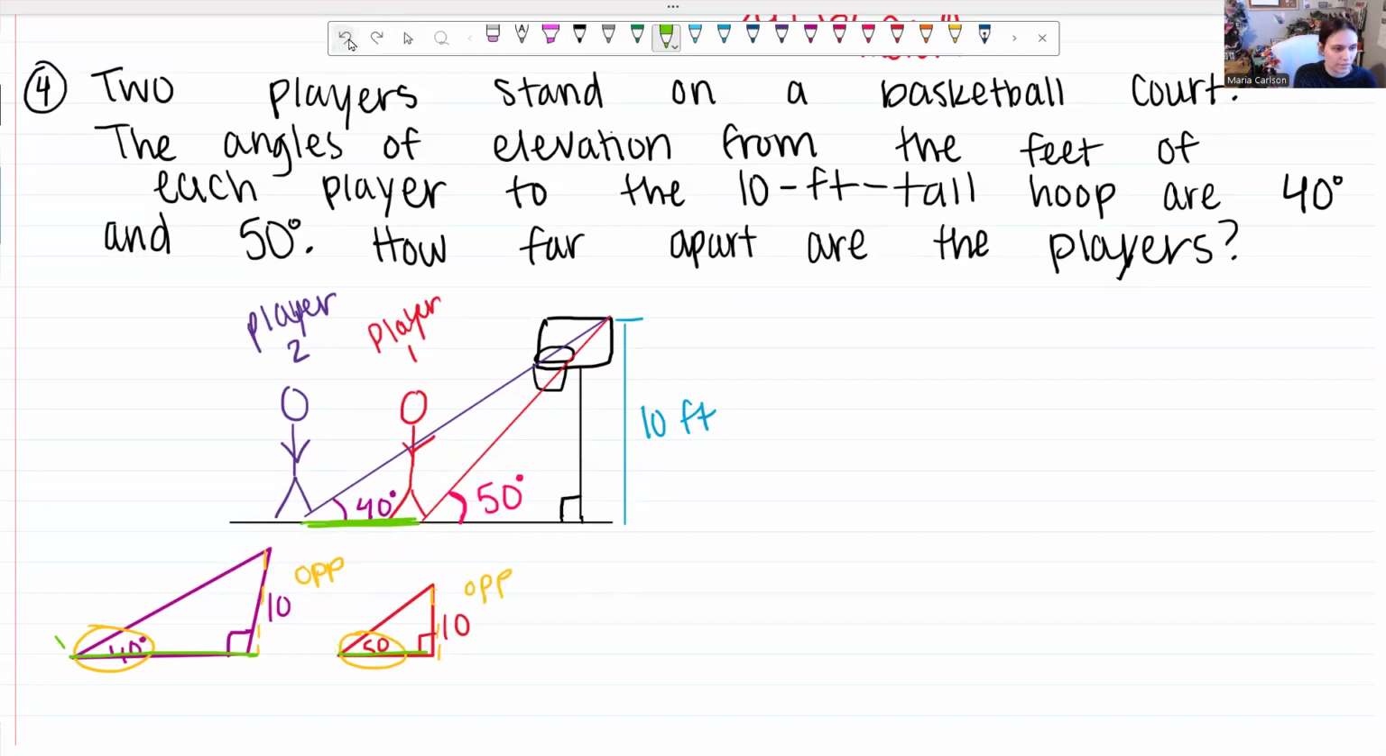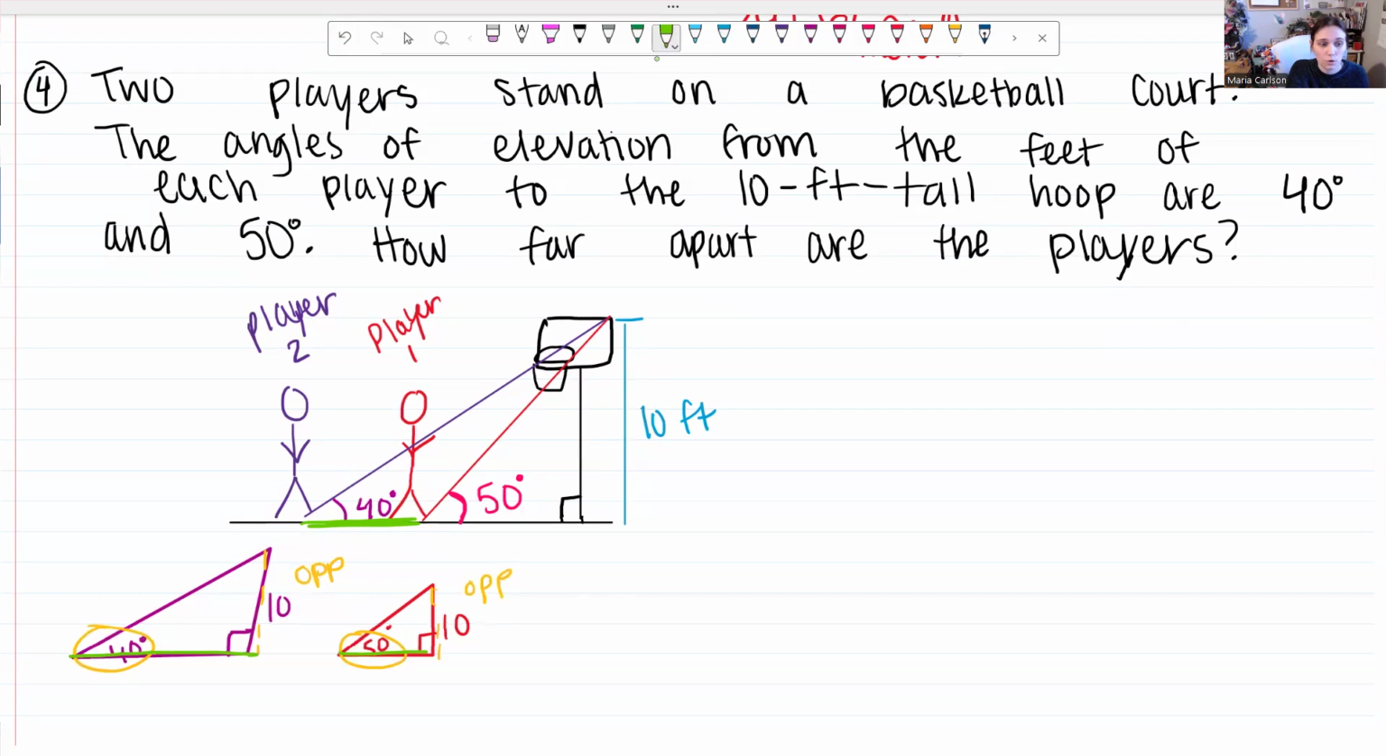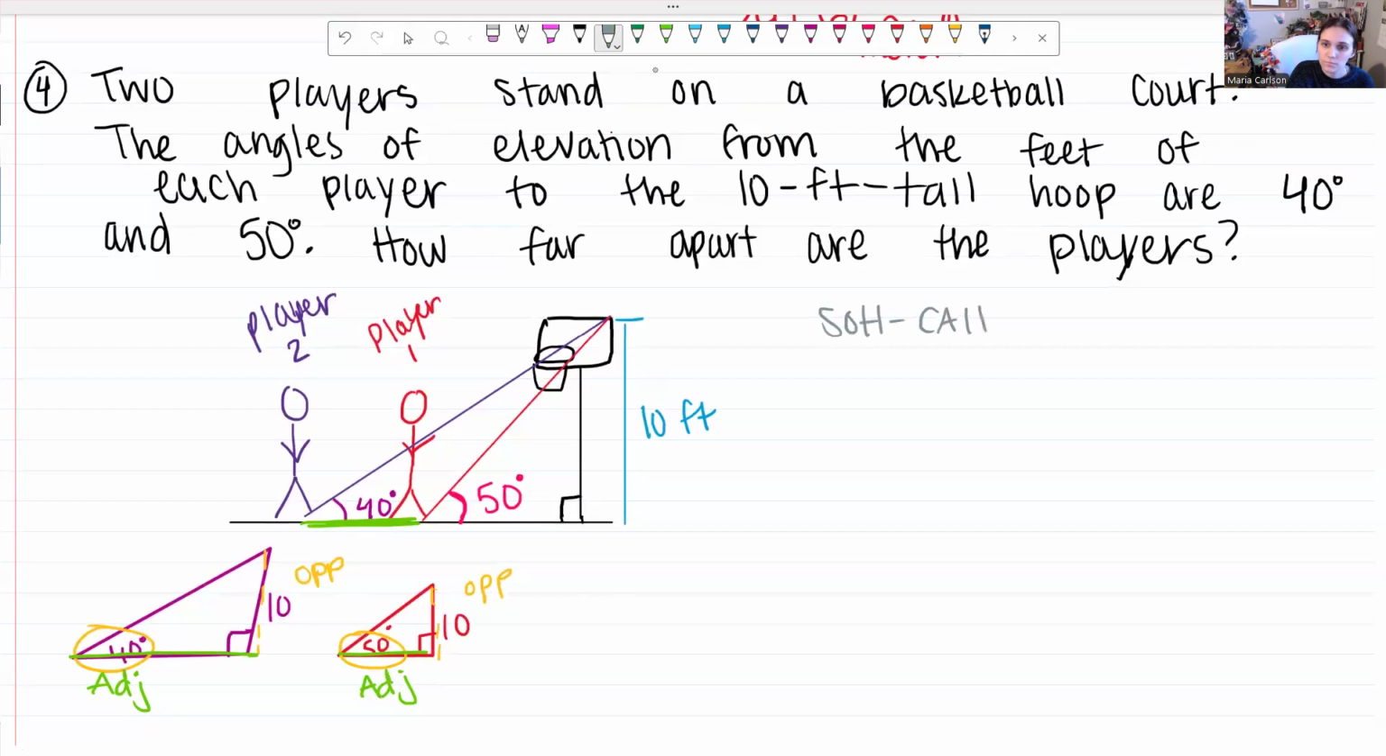So I'm going to get rid of all that. There we go. Let's start with player one. So this red triangle here. In both of these, we know the opposite, and our goal is to find this adjacent side to our angle. We don't need the hypotenuse. So if we are using SOHCAHTOA, opposite and adjacent means we will need tangent.